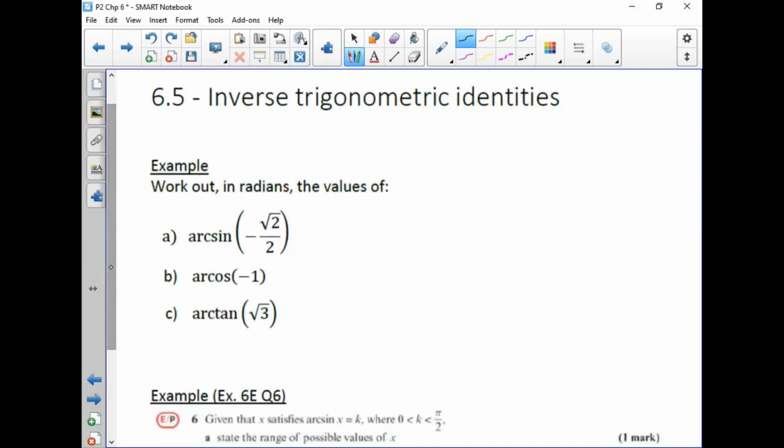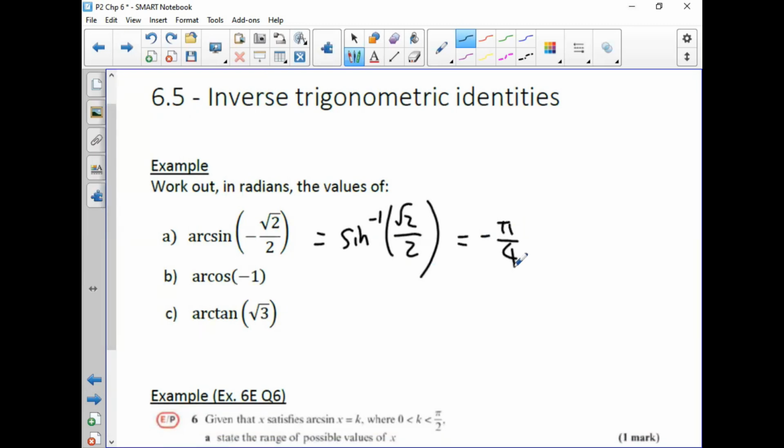Work in radians. Question A: make sure to put your calculator in radian mode. Arc sine of negative root 2 over 2. Essentially, in a calculator, you're just going to do this. There's no class diagram now, I just want you to put it in a calculator and work it out. You should get negative pi over 4. Whatever the calculator tells you, just write it out.